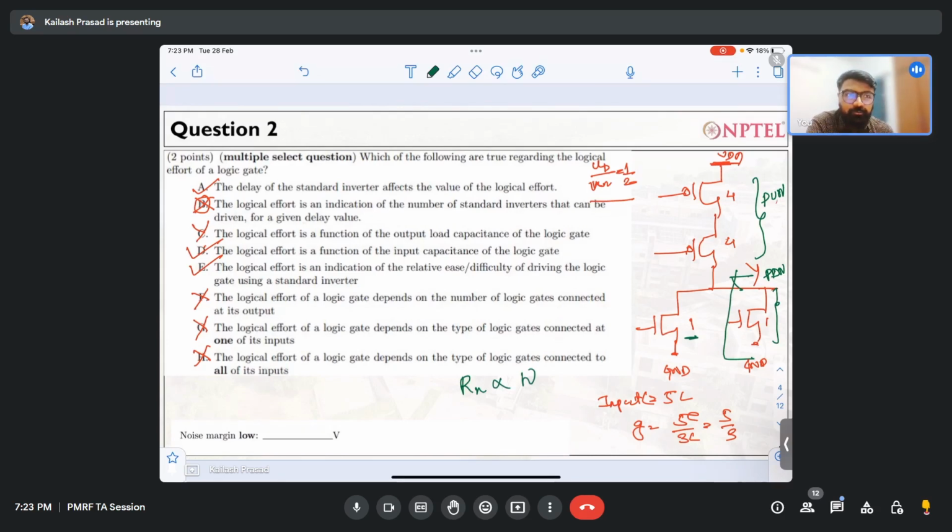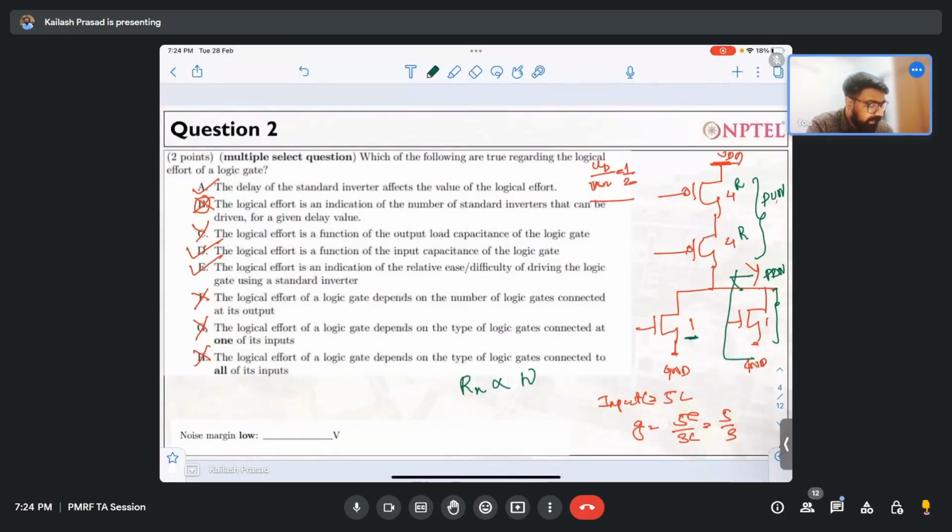Now I have to make sure that the upper part resistance is also the same. So Rn and Rp should be same. Now I have to upsize. If you see, there are two transistors which are in series. So if this one has resistance R, and this has resistance again R, the overall resistance will be 2R. So that's the first point.